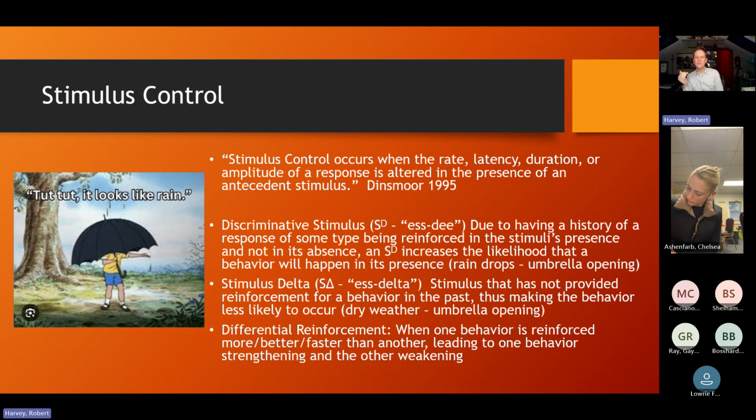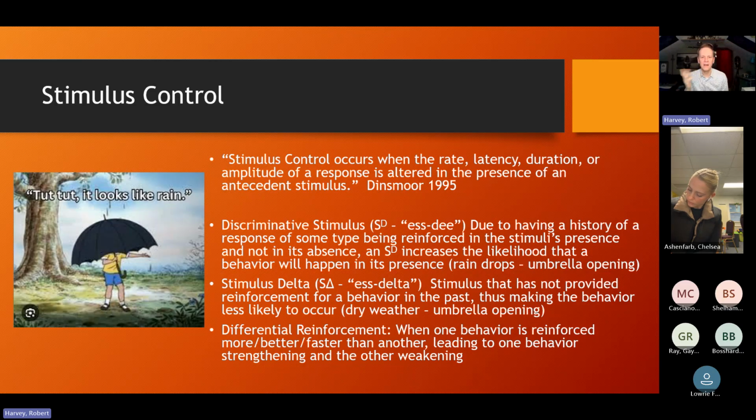So what gets a little bit confusing is that really everything else is an S delta for this behavior of umbrella opening, right? You look outside and it's sunny. That's an S delta. You check the weather forecast. It's not raining. You walk outside, Chelsea says, oh, it's not raining today, right? So all those are pretty obvious S deltas. But even things like a car goes by honking its horn, that's also an S delta for umbrella opening, right? You wouldn't think, oh, there's a car honking its horn, I will open my umbrella.